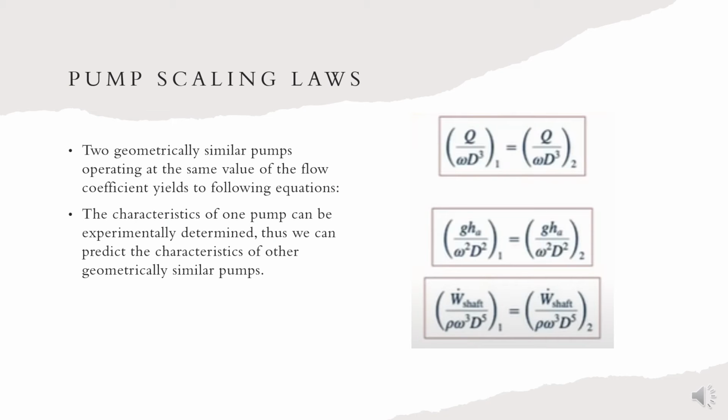Pump scaling laws. When two similar pumps are operated at the same flow coefficient, we get the following equations shown on the right side of this slide. With these scaling laws, the characteristics of one pump can be experimentally determined. Then, using this data, we predict the characteristics of the other geometrically similar pumps.